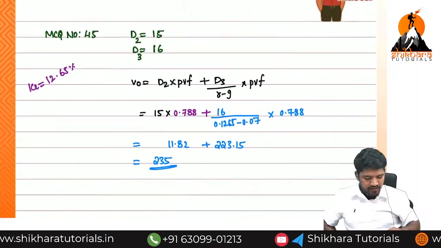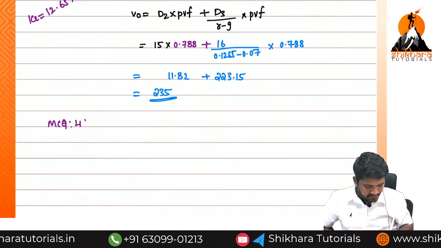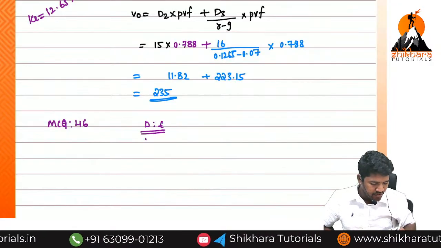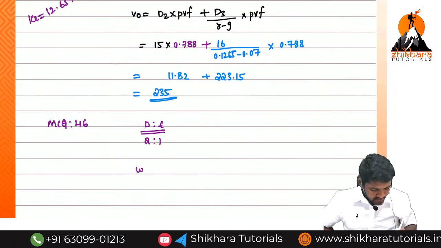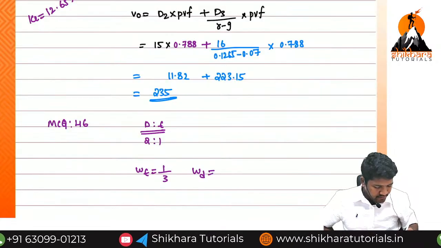MCQ number 46. Now you can observe debt to equity is expressed as 2:1. So the weight of equity equals 1/3, and the weight of debt equals 2/3.